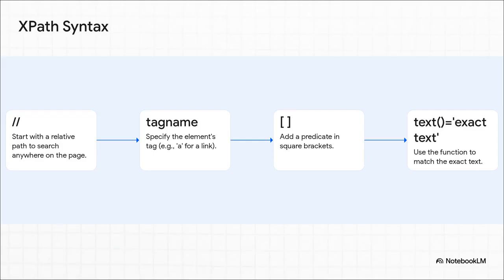Let's break it down. Okay, let's walk through this piece by piece. First up, those two forward slashes, //, that just tells XPath, hey, search the whole page for me, don't just start from the top. Easy enough. Next, the tag name. This is just what kind of element we're looking for. A for a link, button for a button, you get the idea. Then you've got the square brackets. Think of these as a filter. They let you add a specific condition. And finally, inside those brackets, we have our star of the show, the text function. You just set it equal to the exact text you're trying to find. See? Each little piece has a very specific job.